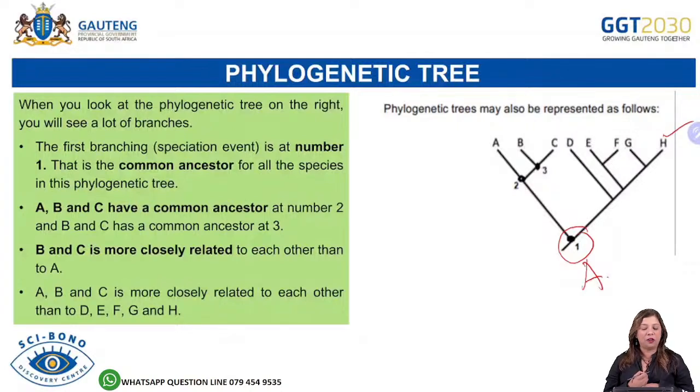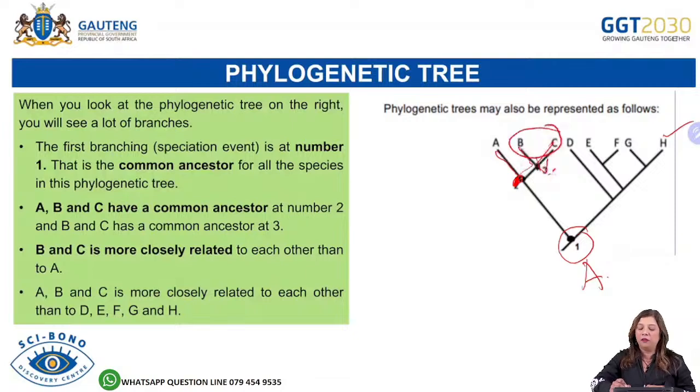A, B, and C have a common ancestor at number 2. There's the common ancestor. So you can see, every time it branches out or it diverges, they develop a different characteristic. Okay, that is why we have the branches, because speciation has occurred. It's safe to say that B and C are more closely related because they have a similar ancestry at number 3. Okay, at point number 3.